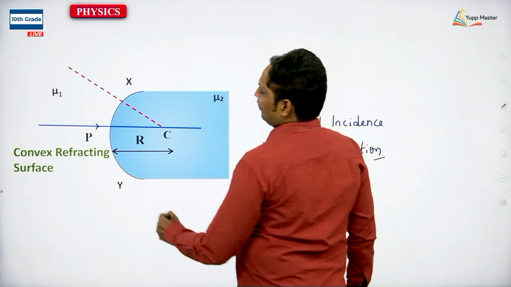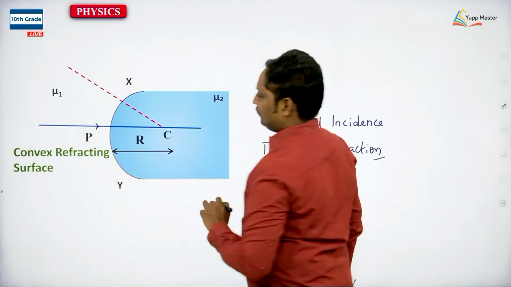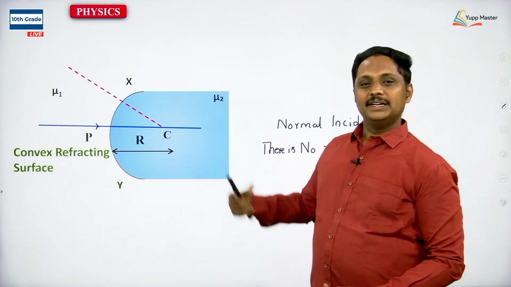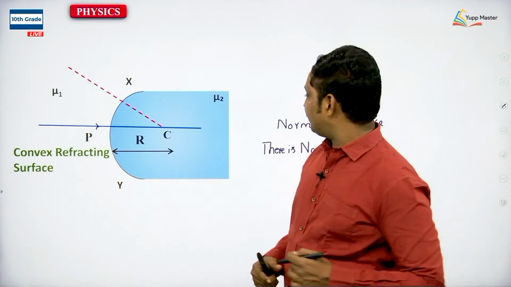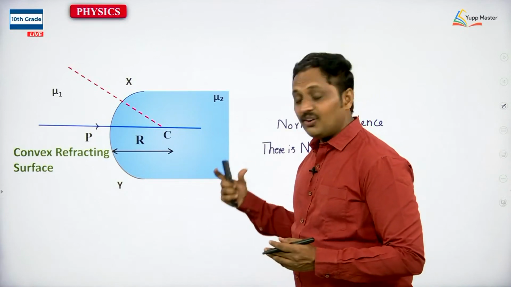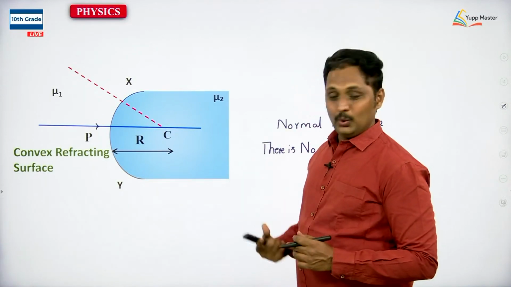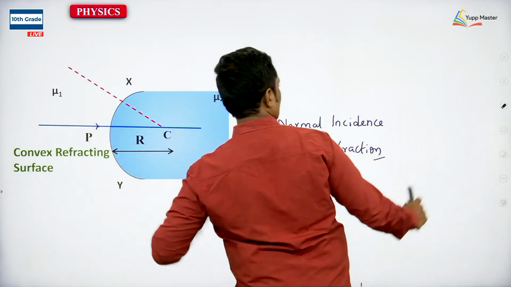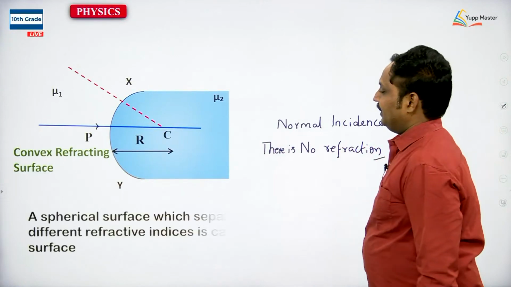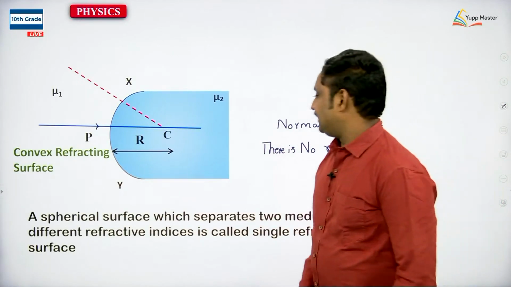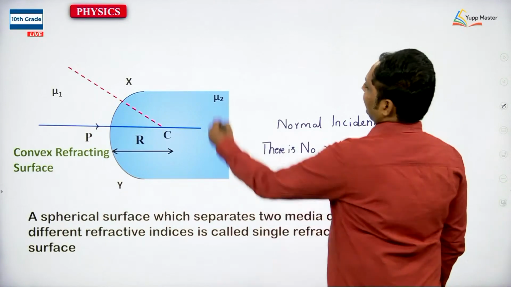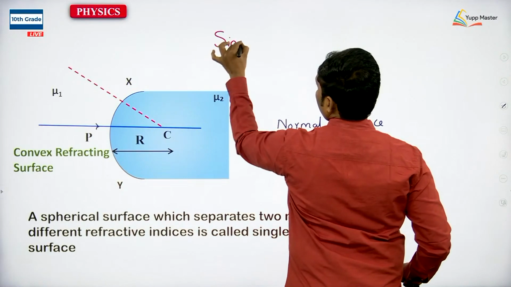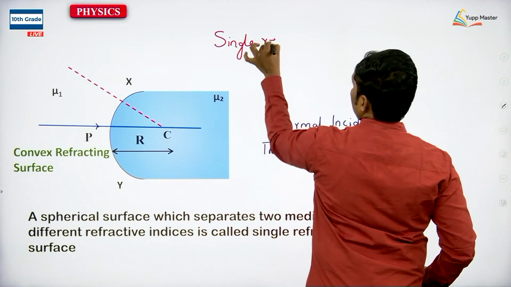So, this is the convex refracting surface. You are going to take the different parameters regarding refraction through curved surfaces. C is the center of curvature, R is the radius of curvature, P is the pole, let us assume. This is the incident ray. You are going to take that single refracting surface, single refracting surface.